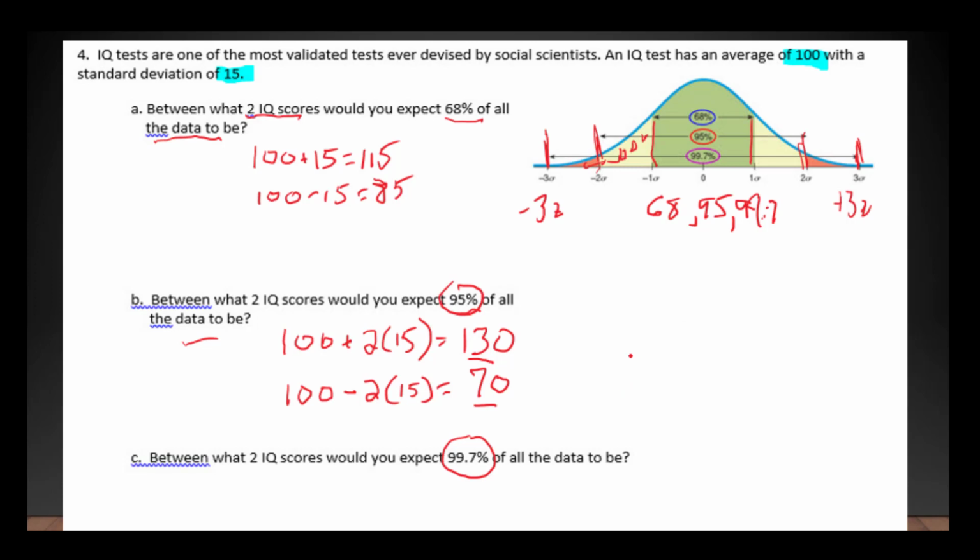So let's just take our average and then add 3 standard deviations, which is 3 times 15, right? And then we're going to take our average and subtract 3 standard deviations. So for the 99.7, we would expect that would be 145, and this would be 55, right?